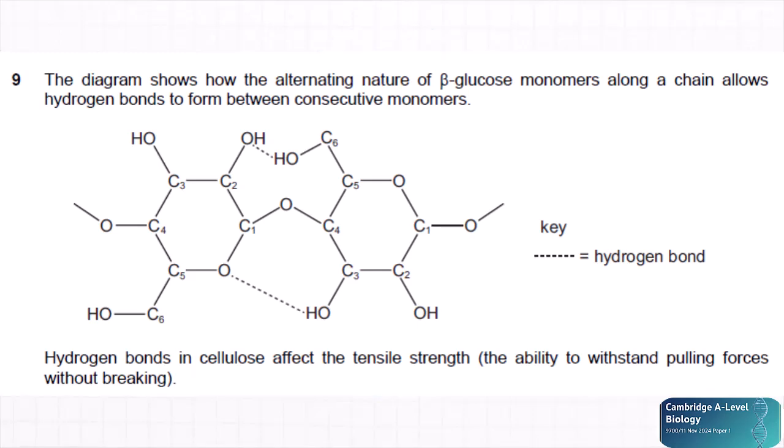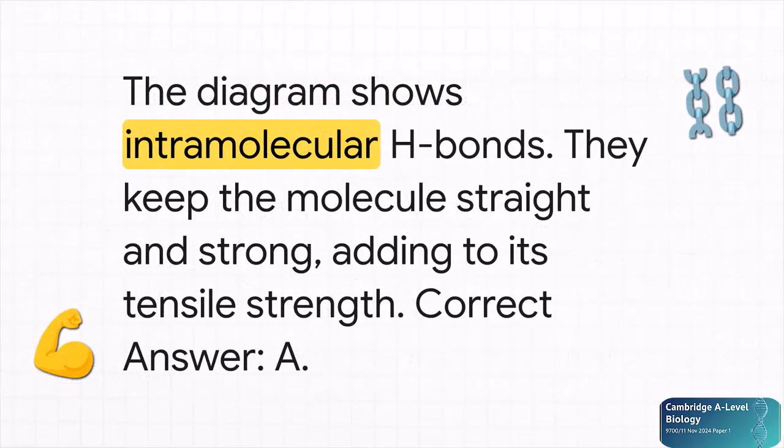The key thing to notice here is that these are intramolecular bonds, bonds within the molecule. Think of it like a steel rod. These internal bonds are what keep it from bending or coiling up. They force the whole chain to stay long, straight, and rigid. And that straightness is a huge part of what gives cellulose its amazing tensile strength. The other options talk about linking different molecules together, but that's not what the picture is showing us. So the only correct explanation here is A.